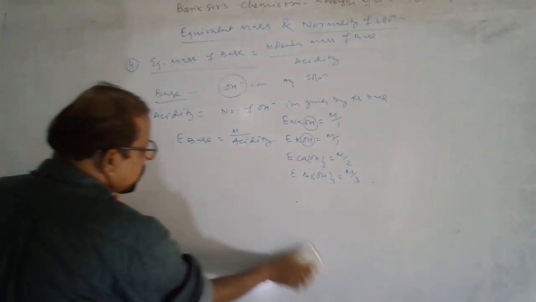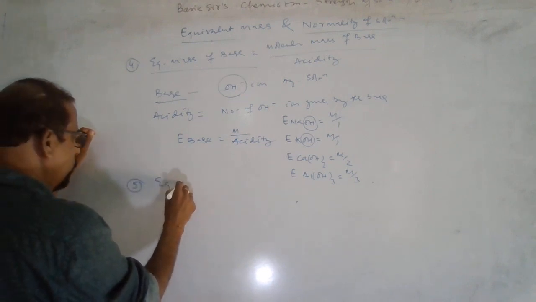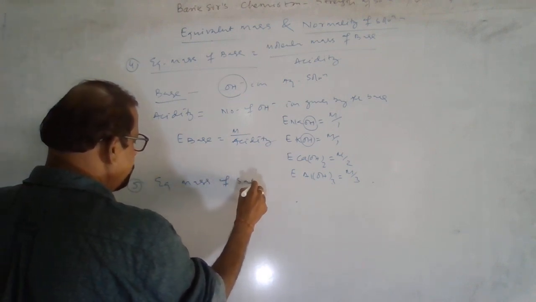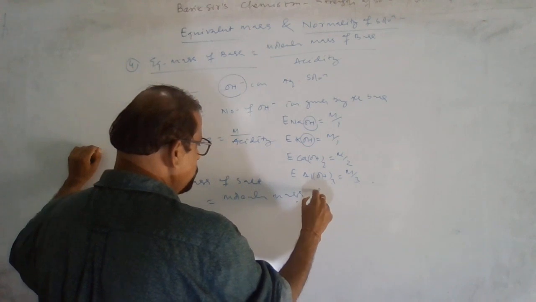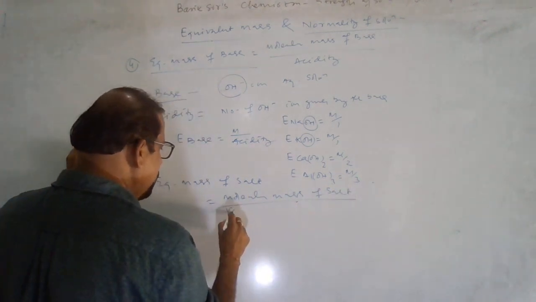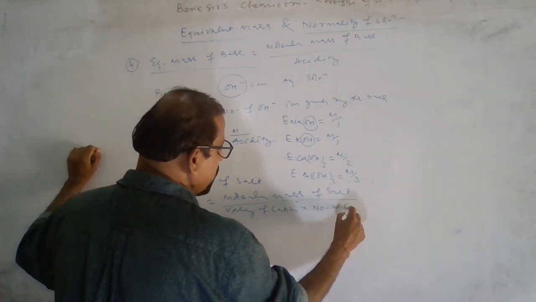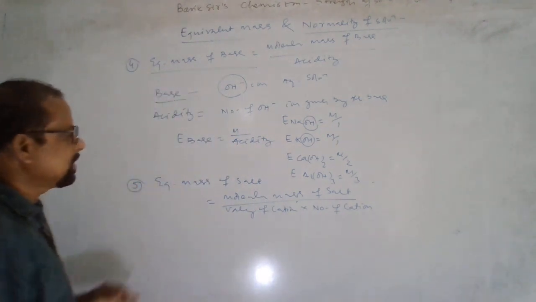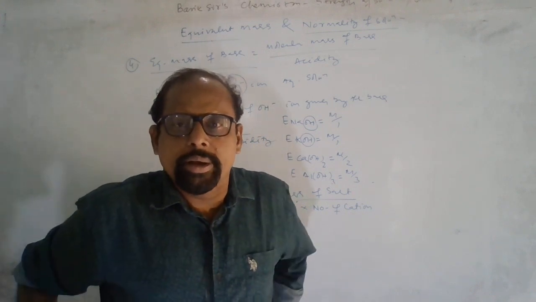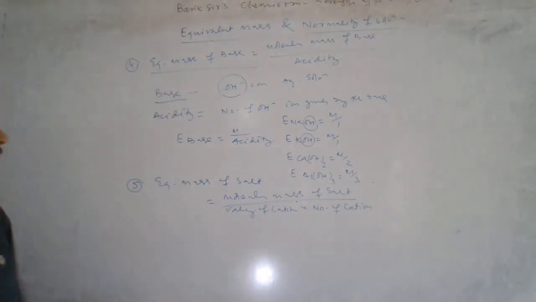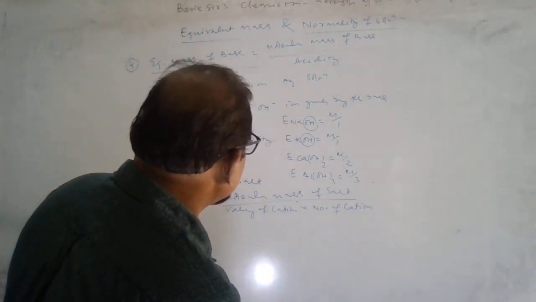Then the equivalent mass of the salt. The equivalent mass of salt is the molecular mass of salt by the valency of cation into number of cation. So that way we can solve.